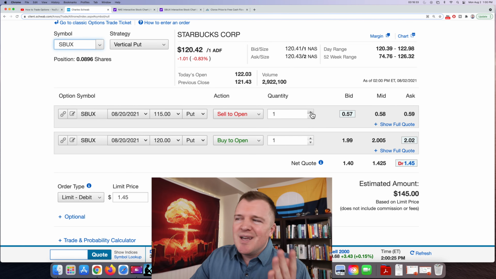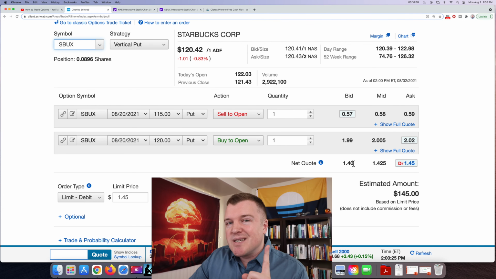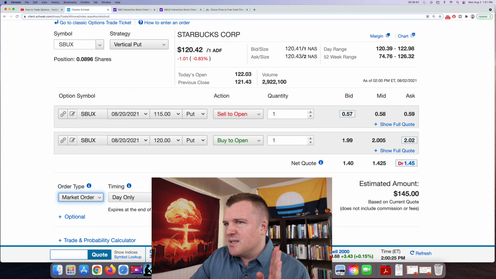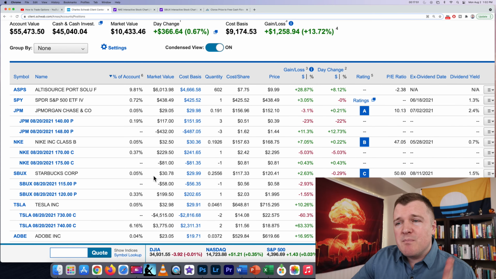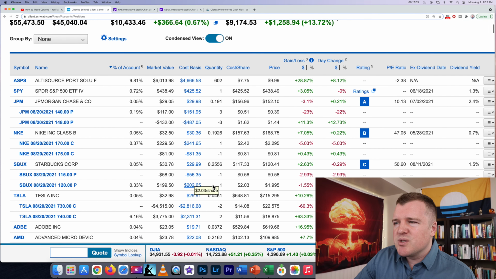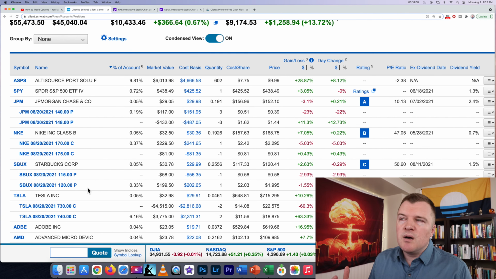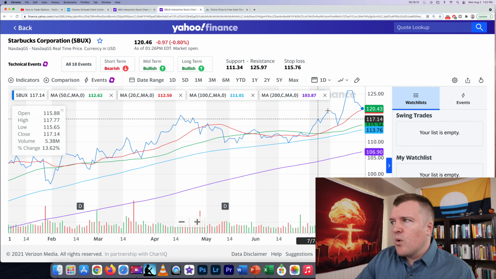If you wanted to do quantity 10 and risk that much money, that's on you. I'm only going to do one contract for you guys because I don't really like these, but we'll go ahead and execute. And there it is. We have a bear put spread in my account now. These are the contracts, the put that I bought and I sold. Now let's think about it, because the strike is 120 and my break even is 1.45 below that. So I need the share price of Starbucks to get below 118.55 before I start making money.